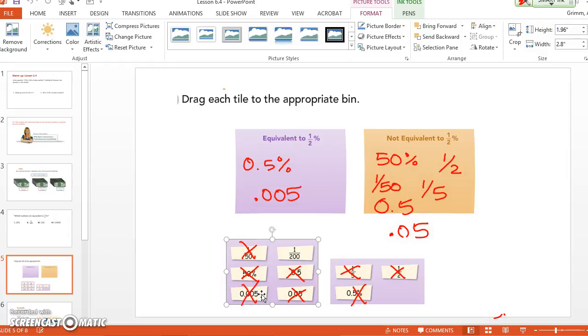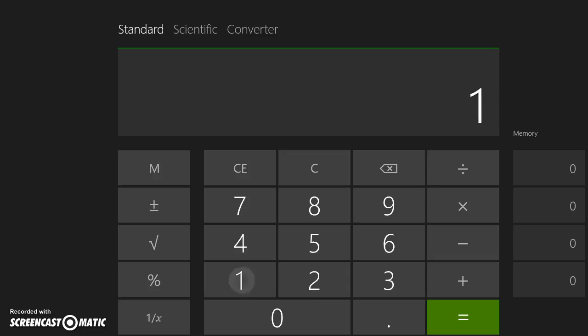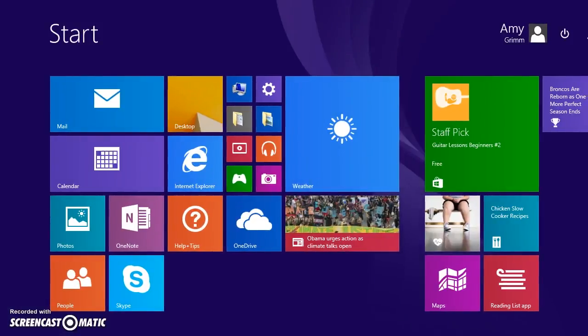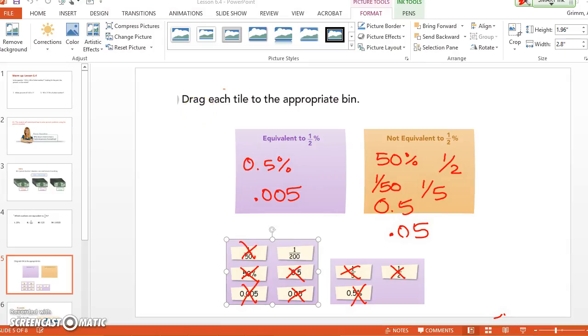Okay, and the last one I have is 1/200. So what would I probably need to do with that one? Divide it and see what we get. So 1 divided by 200. Oops, 200. So it's the same thing. Good. So this would be 1/200.